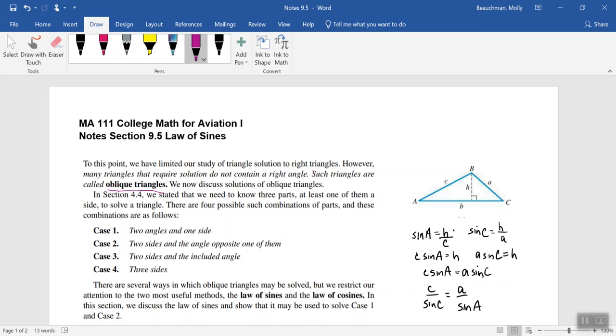So we know that we need to know three parts of a triangle, at least one of them a side, to be able to solve it. There are four possible combinations of parts. Case 1, two angles and one side. Case 2, two sides and the angle opposite one of them. These are the two cases where we're going to use something called the law of sines. Then case 3, two sides and the included angle, and case 4, three sides, we're going to do in a different section, and we're going to use something called the law of cosines.